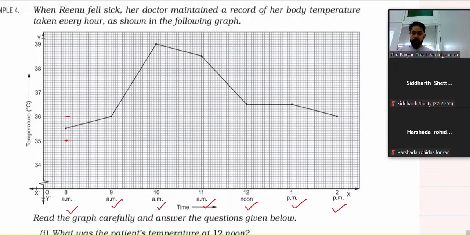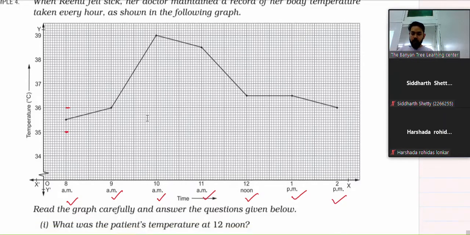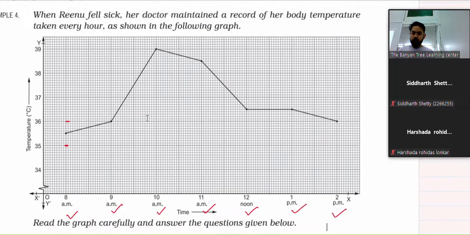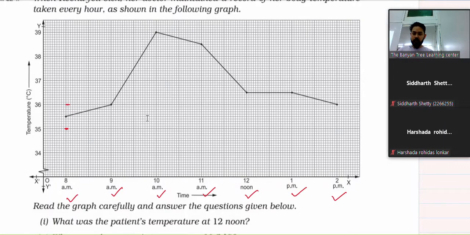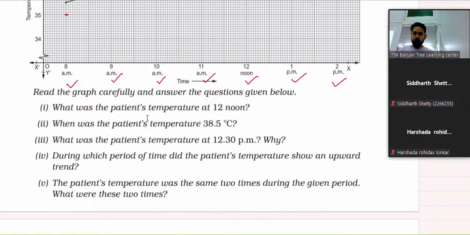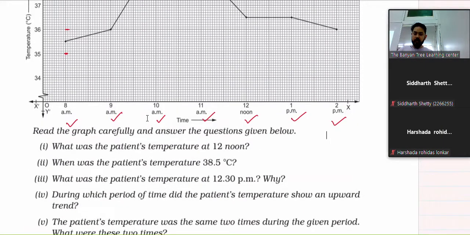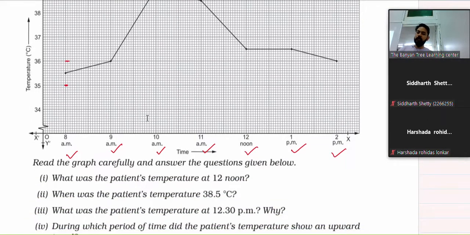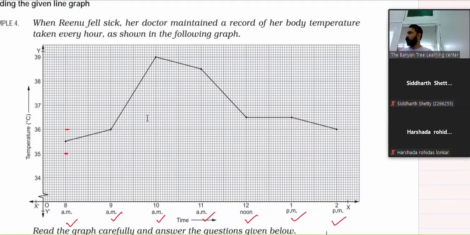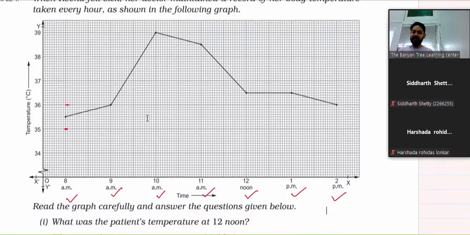Okay, see how they ask the questions. What was the patient's temperature at 12 noon? 36.5. When was the temperature 38.5? 11 a.m. What was the patient's temperature at 12:30 and why? Sir, 36.5 because it will lie between 12 and 1, which is the same. No, but the why question is very strange. Because she had medicine. Why ask such a why?